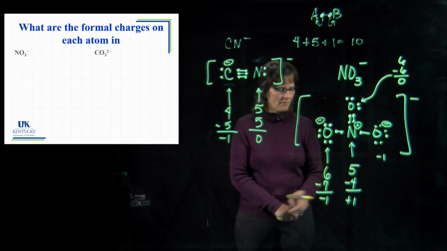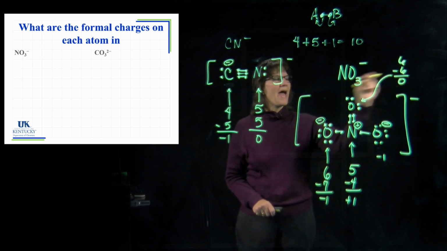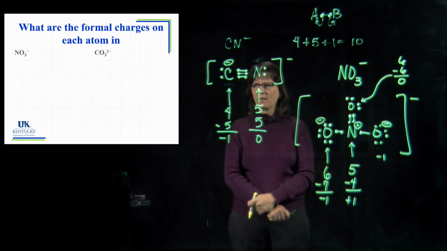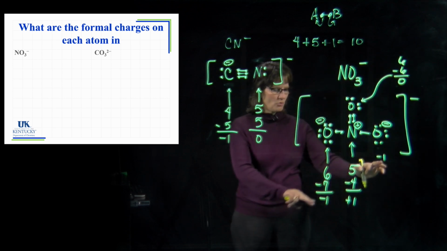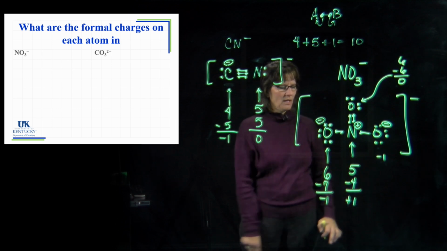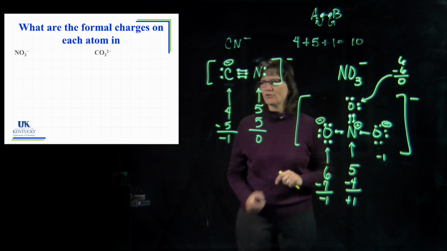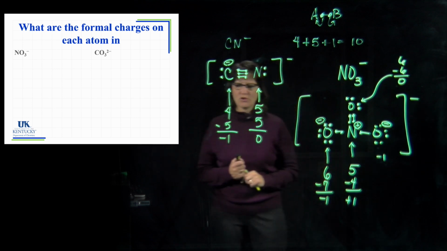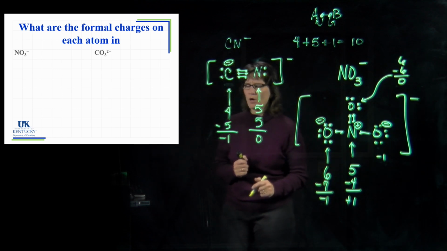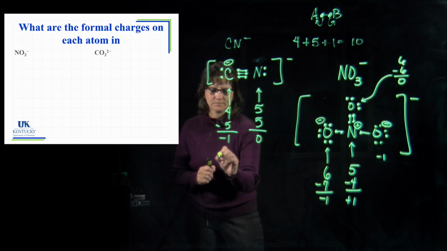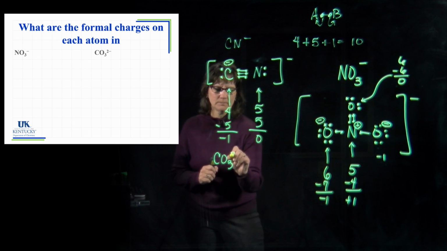Now, do the sum of each of these formal charges add up to the overall charge of the ion? Yes, -1, 2 -1s, and a +1 gives you a -1 overall. So that is correct. Now let's do the carbonate ion, CO3 2-.